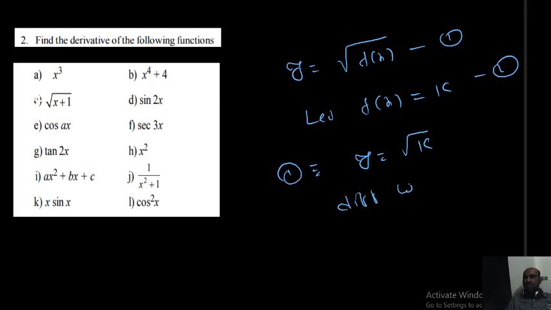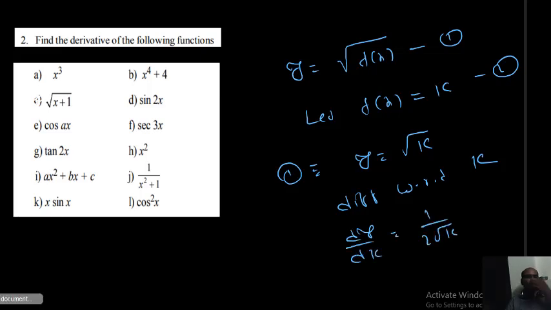Differentiating with respect to k, what happens? dy by dk equal to 1 by 2 root k, because the differentiation of root x is 1 over 2 root x only. With respect to x, no? With respect to k here. So this is 3.